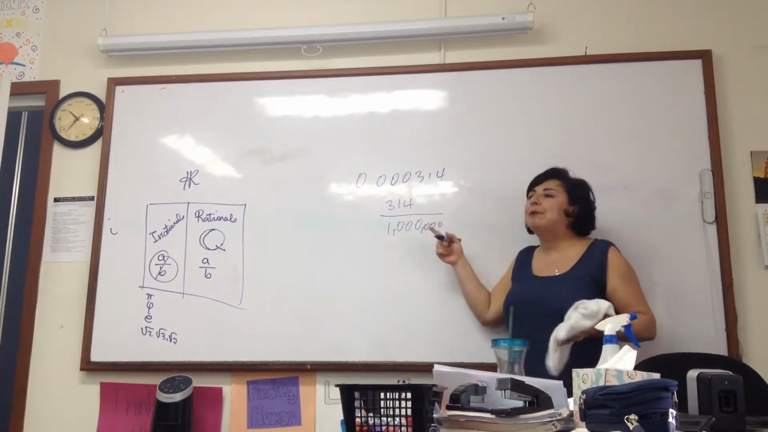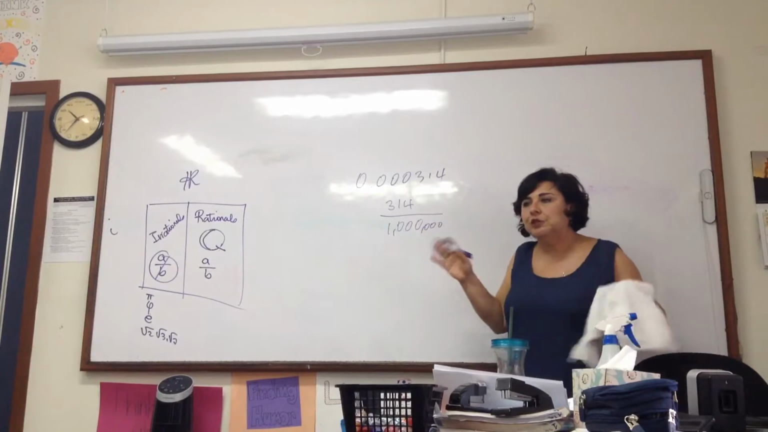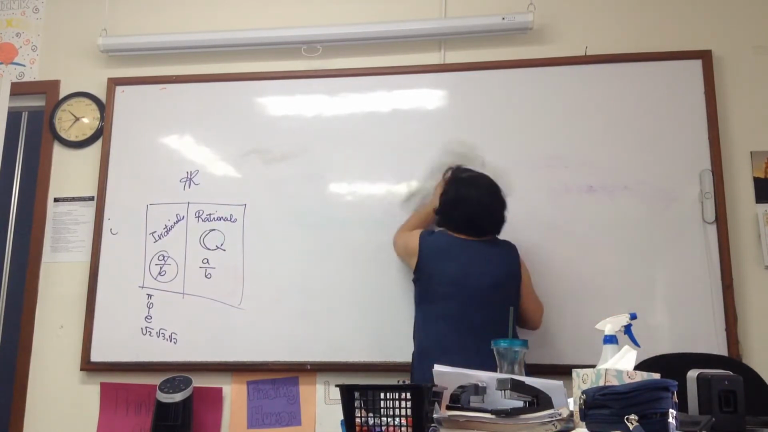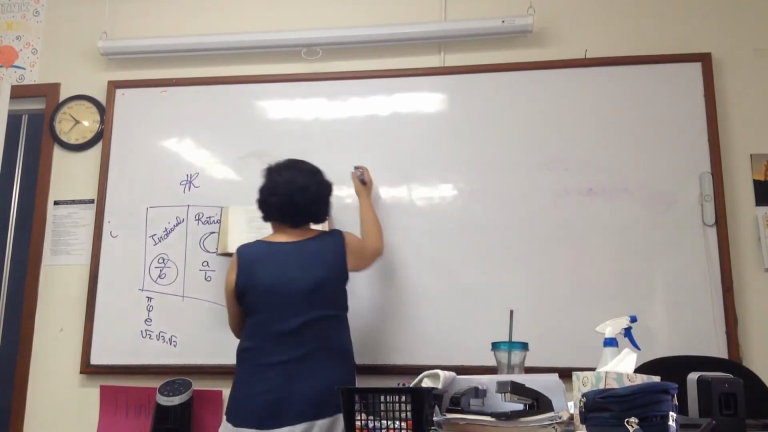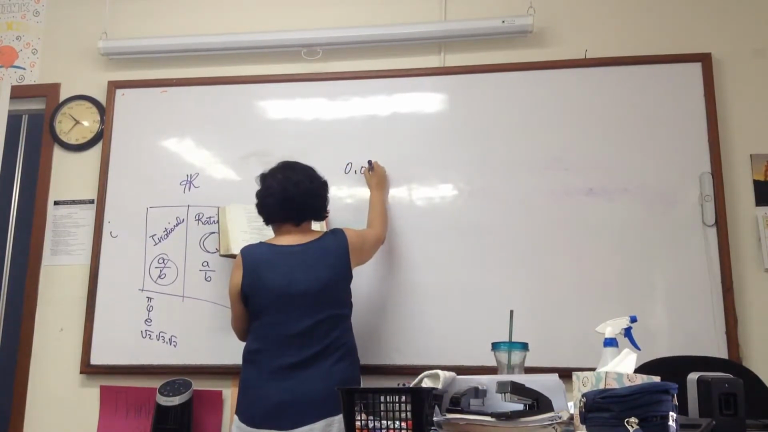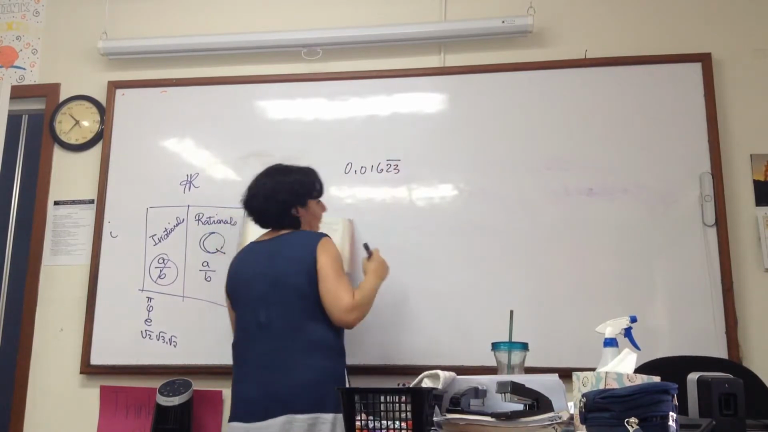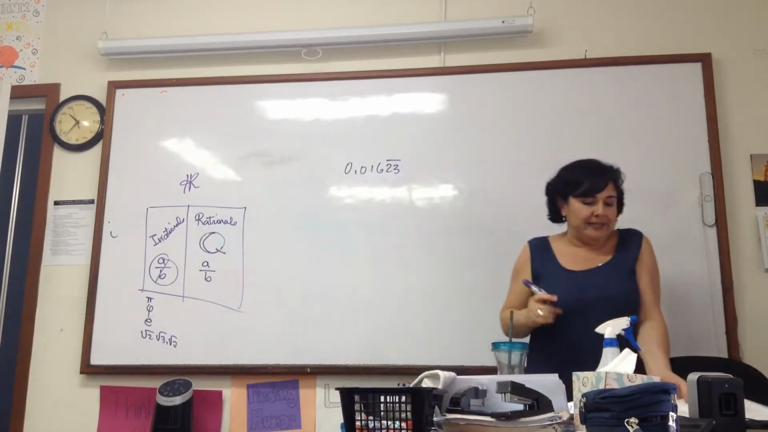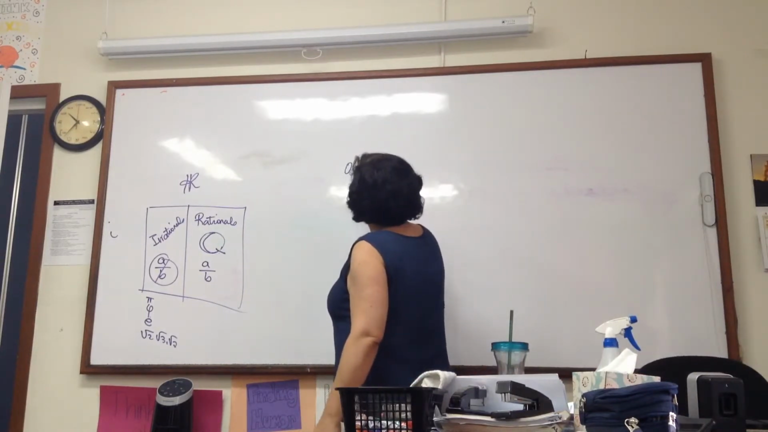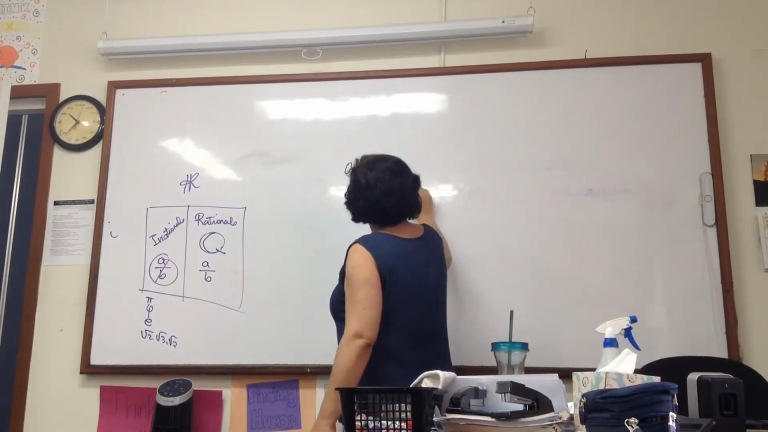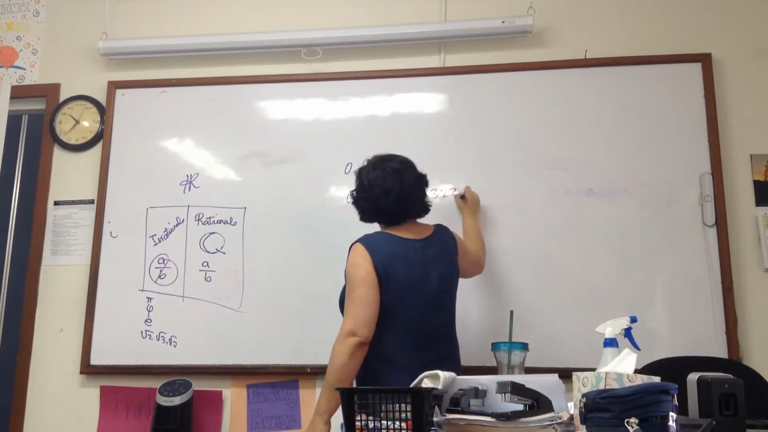Of course, you can simplify this. You divide by 2 and you reduce, but that's how you turn it. But what happens when you have something like this? 0.01623 periodical. What happens is you have 0.016232323 and so on.